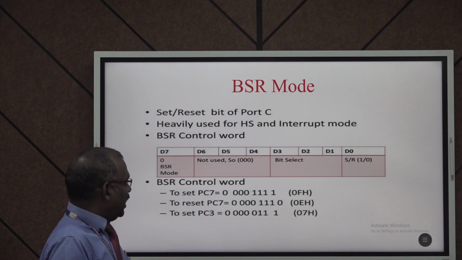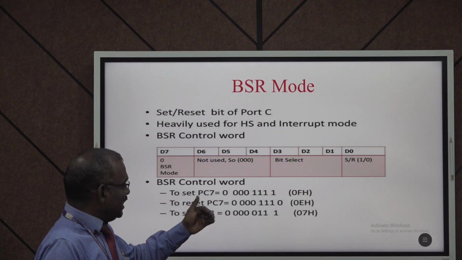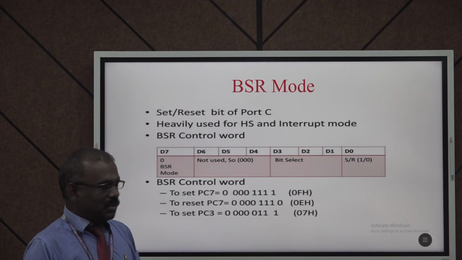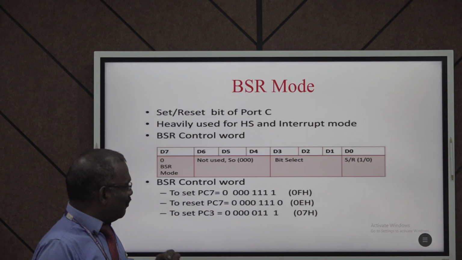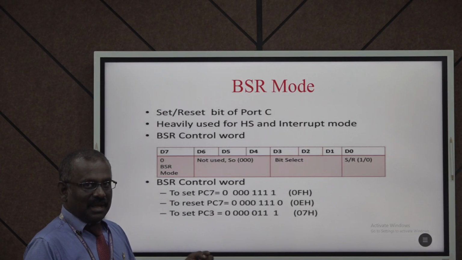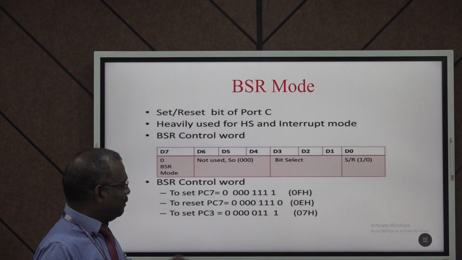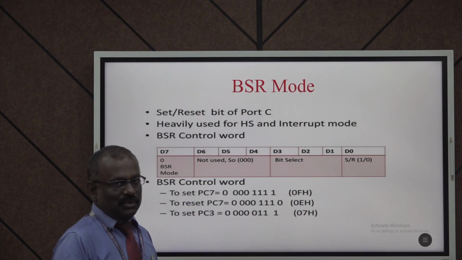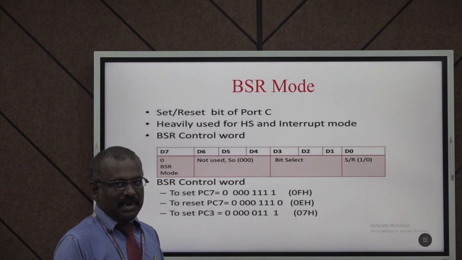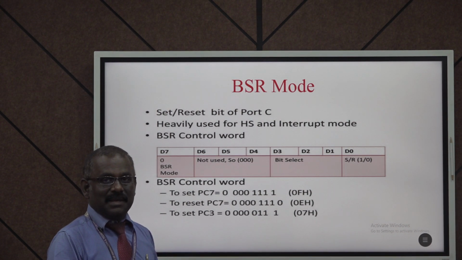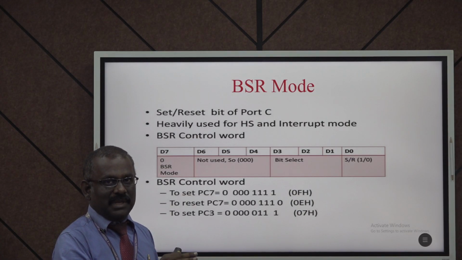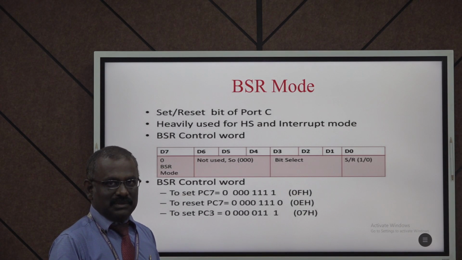After selecting the particular pin or bit in port C, if you want to set or reset the bit in the selected pin, we can use the bit D0. If you put 1 in the D0 bit, it will set the particular pin value. If you put 0, it will put 0 in the particular pin value, that is ground.